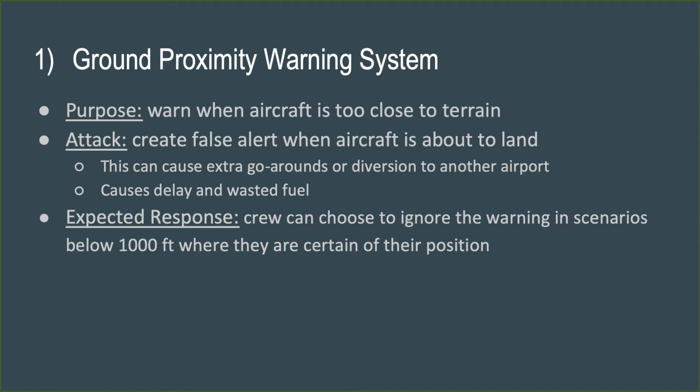First we have the ground proximity warning system. Basically, it tells you when you're too close to terrain. For example, if you're flying over a mountain, you'll know there's a mountain right below you. The way this can be attacked is simply by creating a false alert saying that you're close to the terrain. This can cause your airplane, when it's landing, to do extra go-arounds, wasting fuel and time and causing delay, or sometimes even going to a different airport than you were originally supposed to land at. The expected response from a flight crew, ideally, would be to ignore the warning in scenarios where you're landing, because as long as you know basically where you are, you can ignore this altogether. So there's that human element you need to take into account as well.